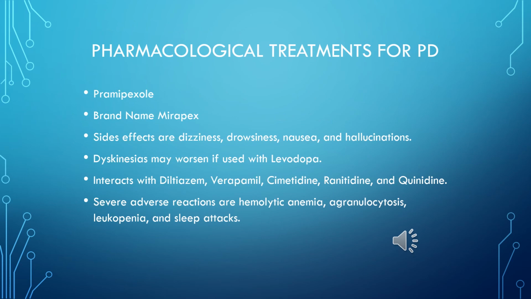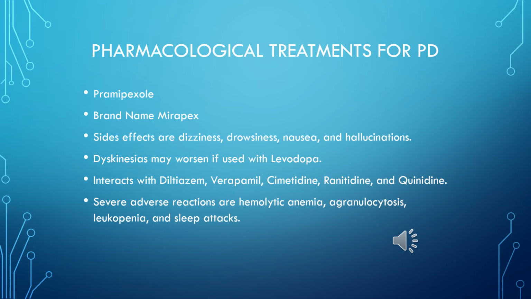Pramipexole, brand name Mirapex. Side effects for this drug are dizziness, drowsiness, nausea, and hallucinations. Dyskinesias can get worse if you use it with levodopa. Interactions include diltiazem, verapamil, cimetidine, ranitidine, and quinidine. Quinidine is the antimalarial drug that can also be used as an antiarrhythmic, so make sure you're verifying what your patients are on before you give them this drug.